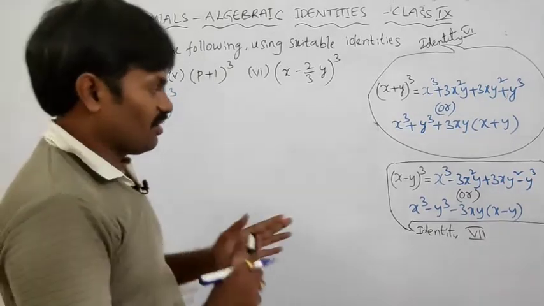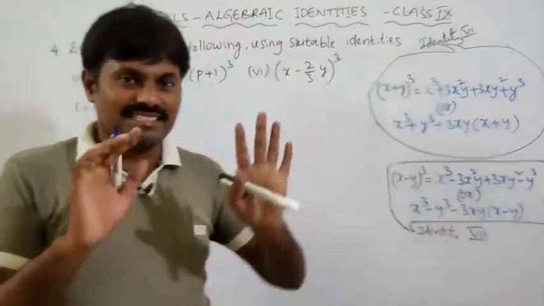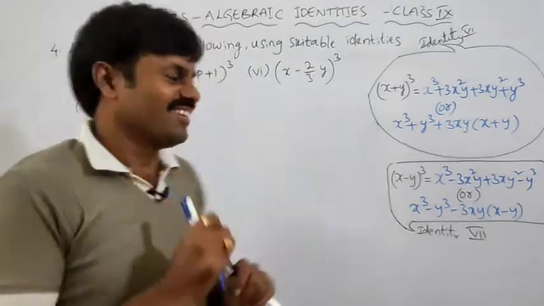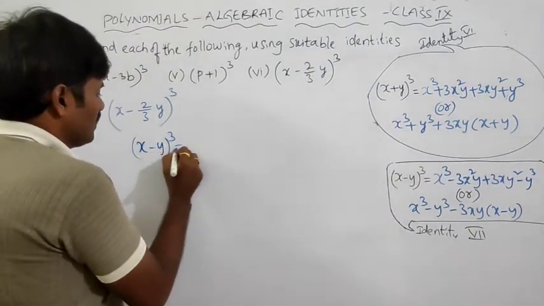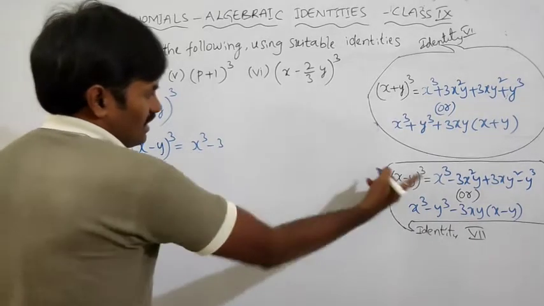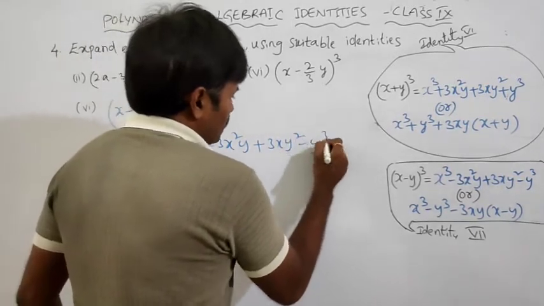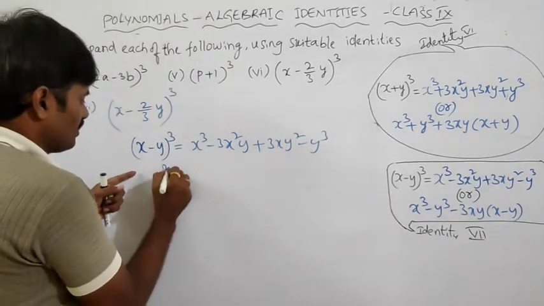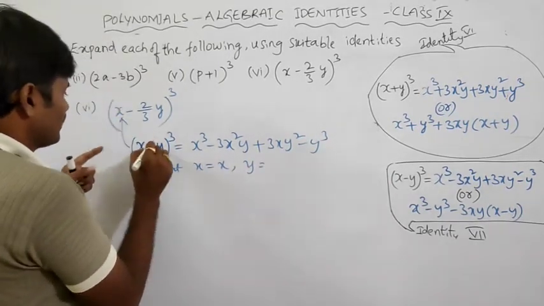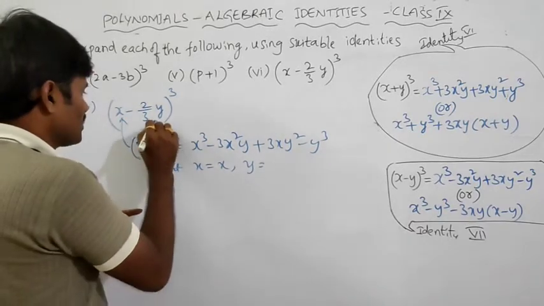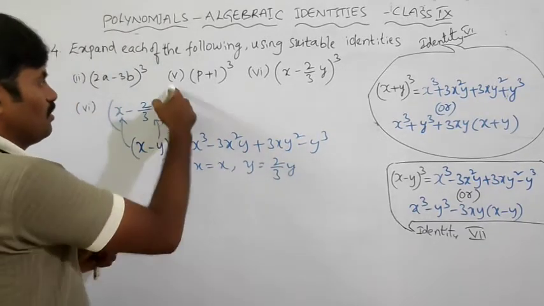It is also in the form for which there is a suitable identity to expand it. Yes, that is identity 7. Yes, 7. Okay, and now it is in the form of (x minus y) whole cube. That is equal to the formula: x cube minus 3x square y plus 3xy square minus y cube. Is it? Now put the x value here, x itself, and the y value. Now what is suitable? x is the same, and in the place of y here is 2 by 3y. So write 2 by 3y, okay, and the power is 3 itself.